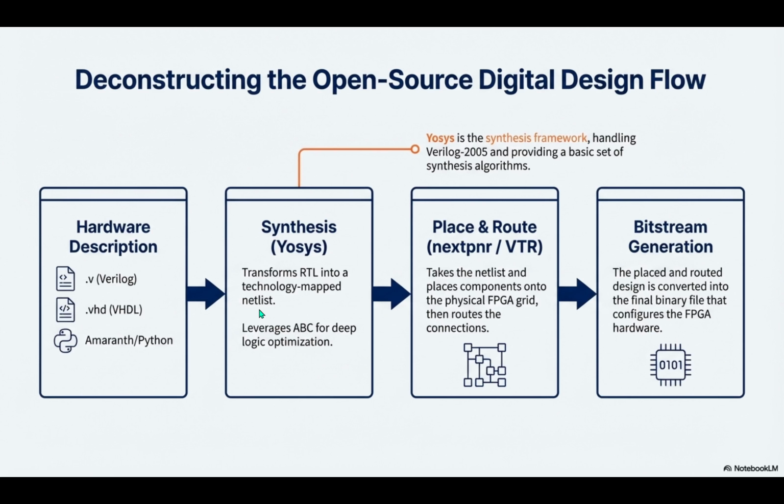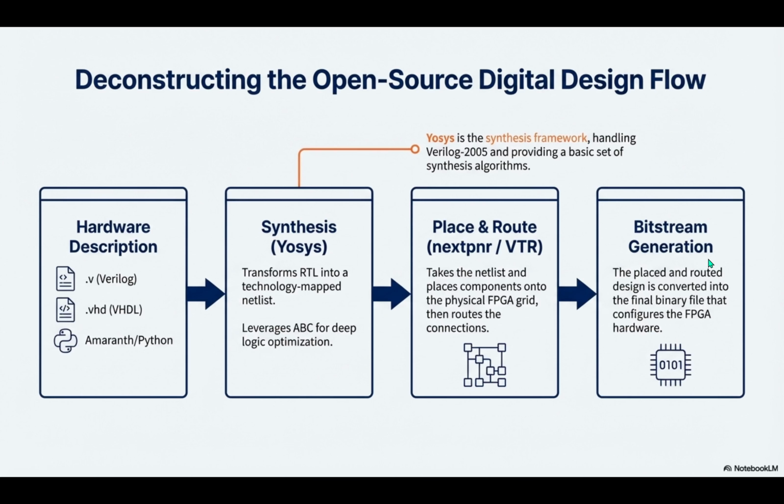Okay, so once the logic's all mapped out virtually, we have to make it physical. Step 3. That netlist then goes into the place and route stage. This is handled by tools like NextPNR or VTR. And this is the critical step where the software decides exactly where each logic gate will sit on the physical FPGA grid, and then connects all the dots and routes the millions of connections between them. It's like designing a massive, city-wide subway system on a tiny piece of silicon. Finally, that placed and routed design goes through bitstream generation. This converts the whole thing into the binary file, the ones and zeros that you actually download to configure the FPGA hardware.